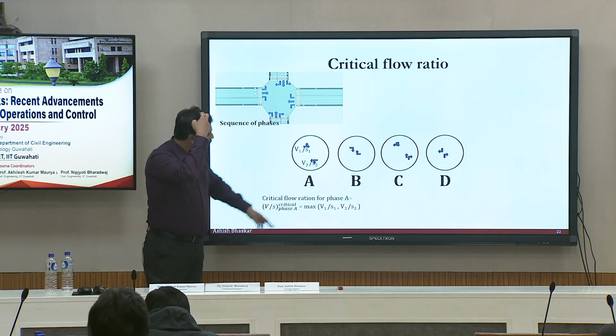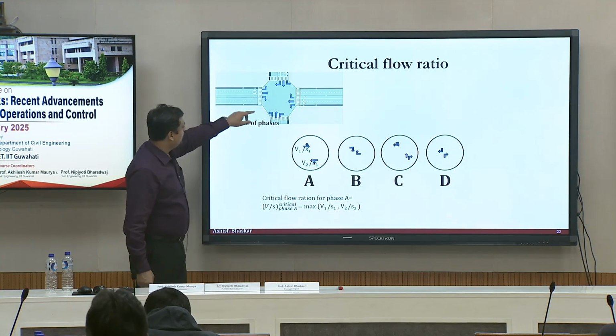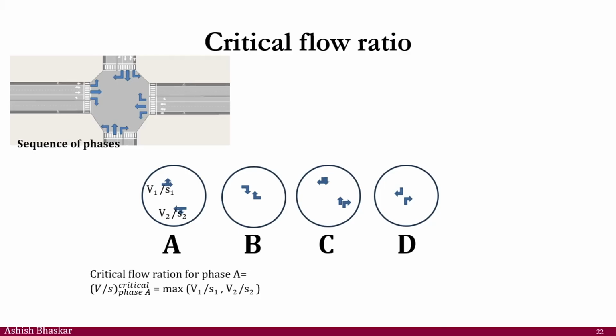So saturation flow rate is known to you. Let's say V1 is the demand for this through and left. V2 is the demand for this through and left. For this specific approach, if you go for V1 over S1, the volume over the saturation, or V2 over S1, the one which is maximum is called the critical flow ratio for that phase. So for this phase, the one having a higher flow over saturation is the one which I should definitely be looking at.